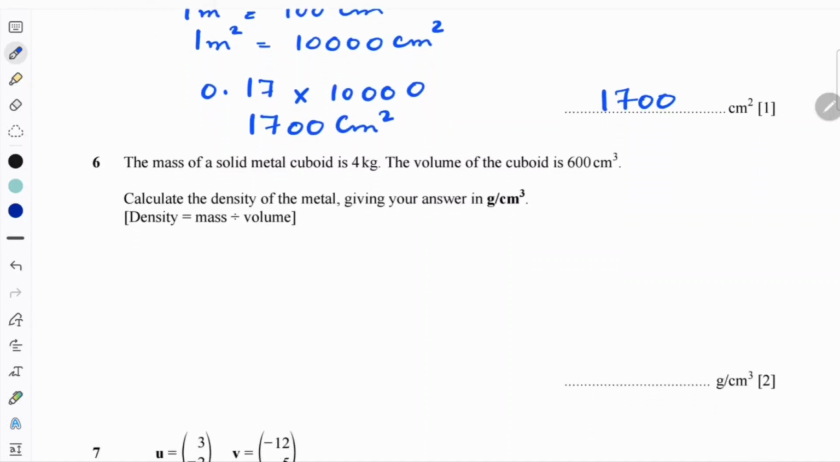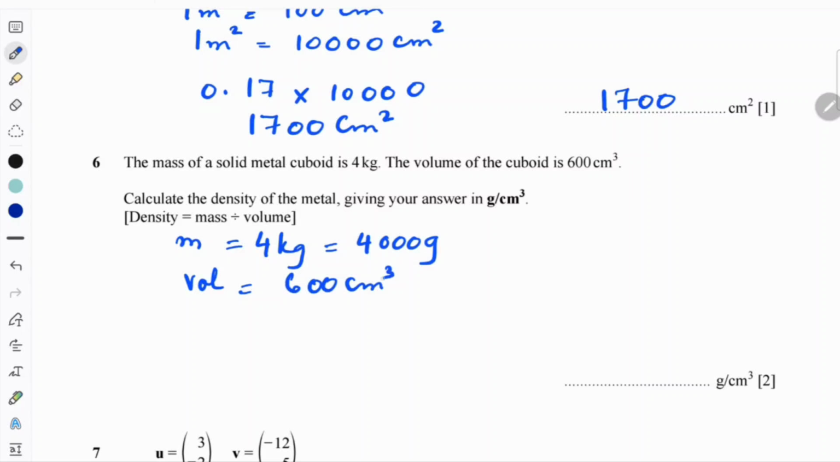Next question. The mass of a solid metal cuboid is 4 kg. The volume of the cuboid is 600 cubic centimeters. Calculate the density of the metal, giving your answer in grams per cubic centimeter. First of all, we change the mass, which is 4 kg, into grams. Multiply by 1000 to get 4,000 grams.